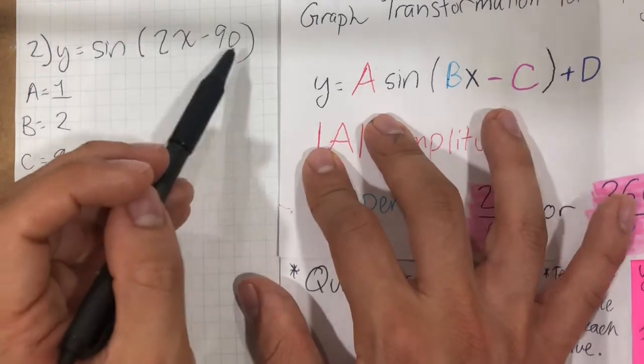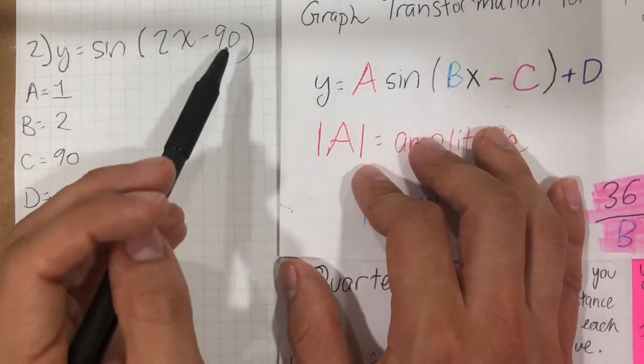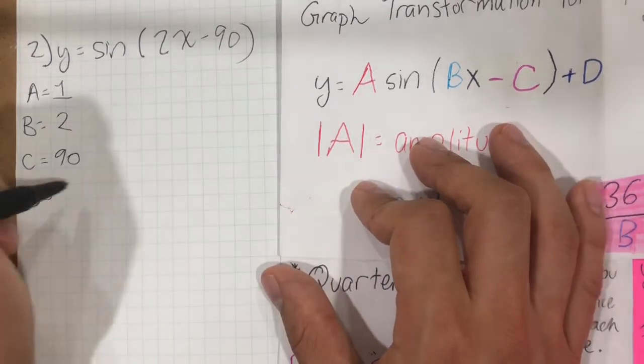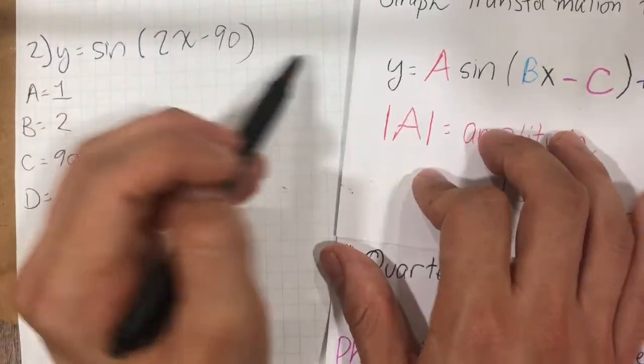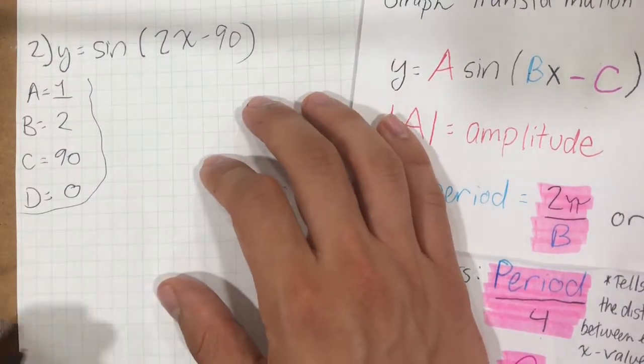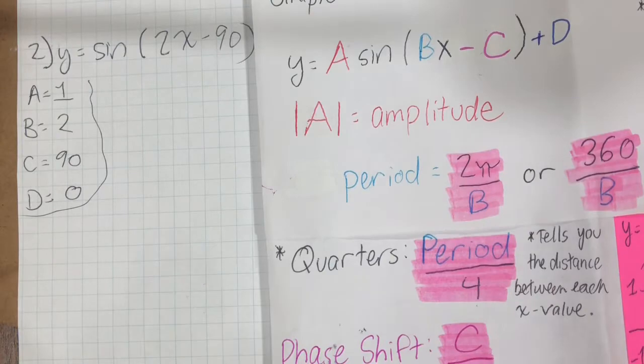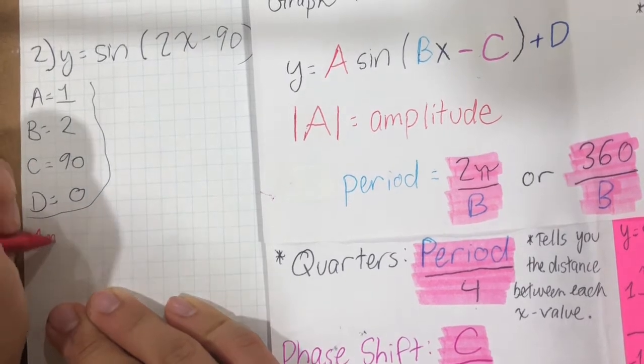Since the minus didn't change, this 90 would have to be a positive. And then D is going to be 0 because there's no number outside of the parentheses. So I'm going to box this up. Now I'm going to figure out the information for this function. For starters, the amplitude really doesn't change from the original since it's still 1. So my amplitude is still 1 unit.